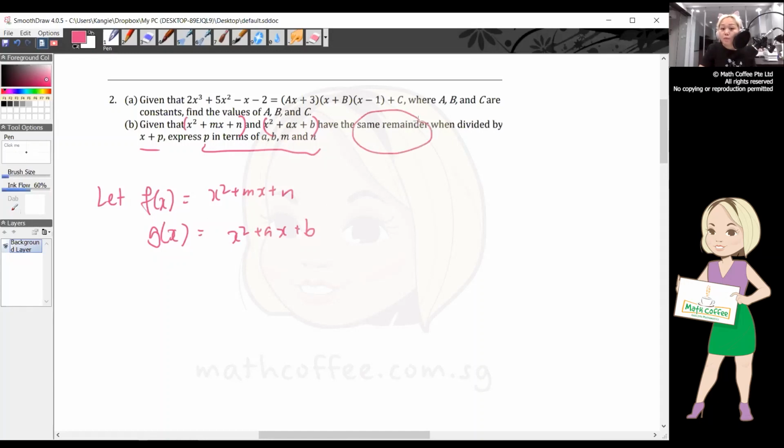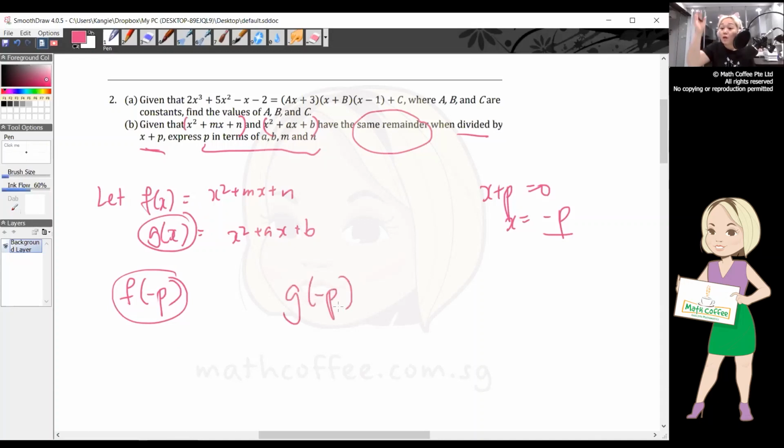They say it has the same remainder when divided by x plus p. So when divided by x plus p, what do we sub in? We are supposed to sub in minus p. So they're telling me that when I sub in minus p to f, this gives me the remainder, because whatever number we sub in gives me the remainder. If it gives you a 0, it simply means that the term is a factor. Then they tell you that when I sub into g, it also gives me the remainder, and both remainders are the same. So maybe I make it simple.